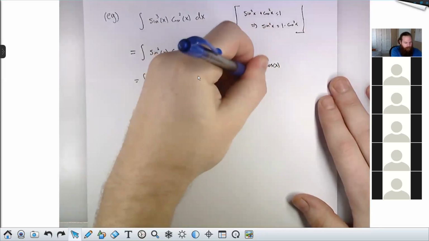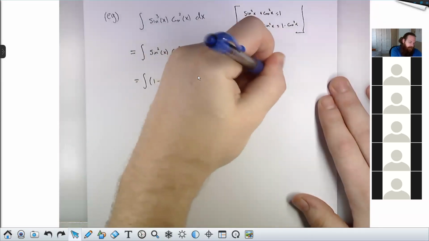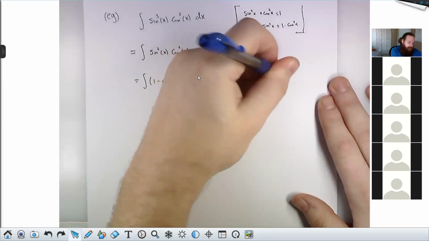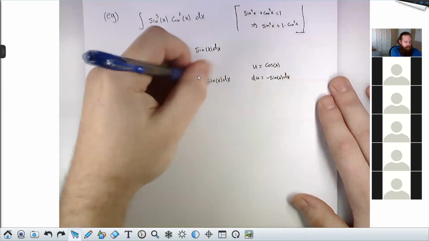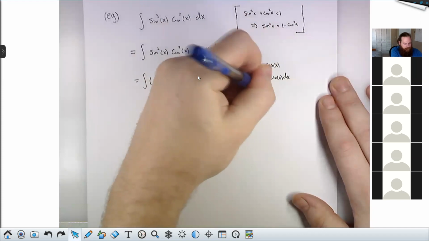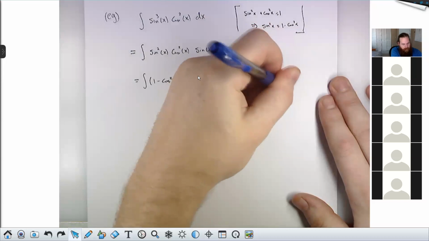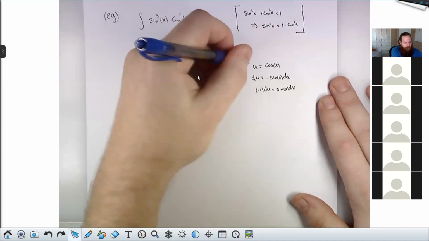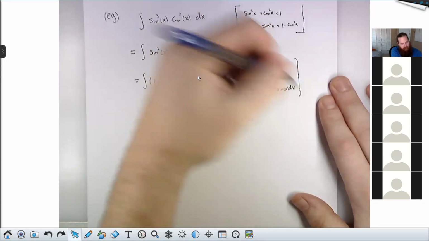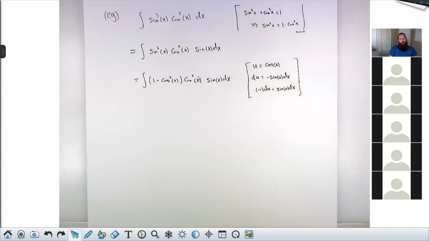Then du is negative sine x dx. So this piece is negative du. And what's left will just be a polynomial. So the goal usually with these sort of sine, cosine, or secant tangent integrals is to turn them into a polynomial. This would be 1 minus u squared. This would be u squared, and this is negative du.